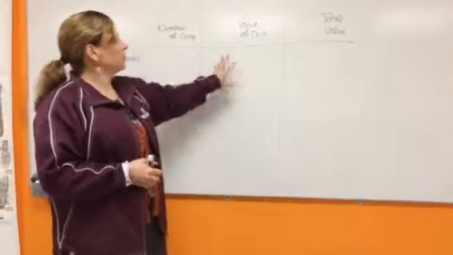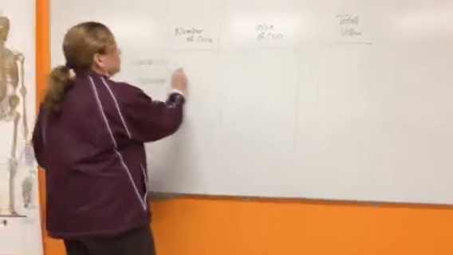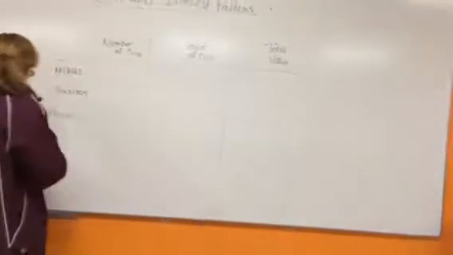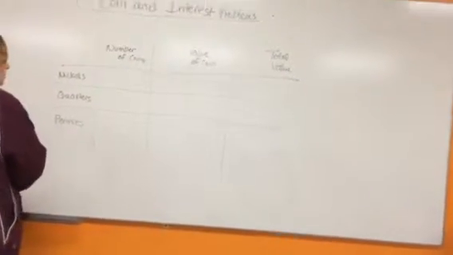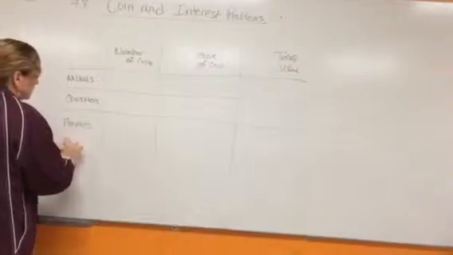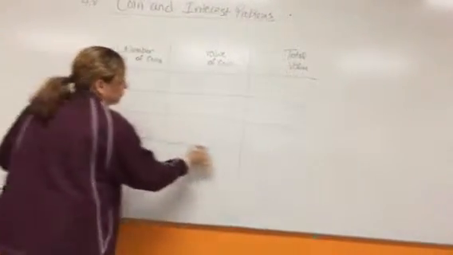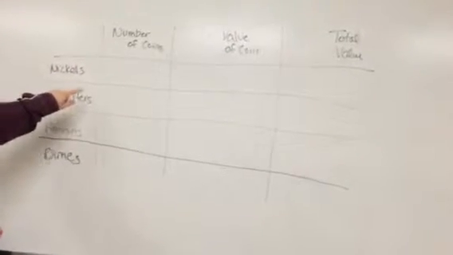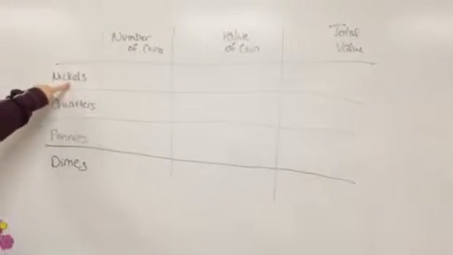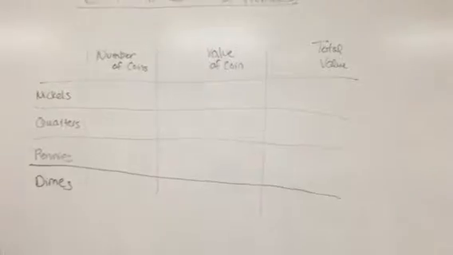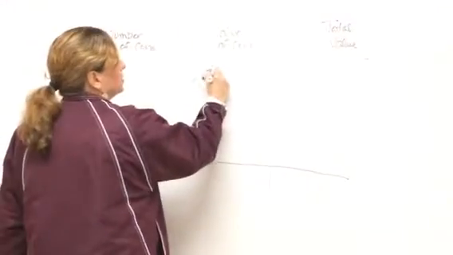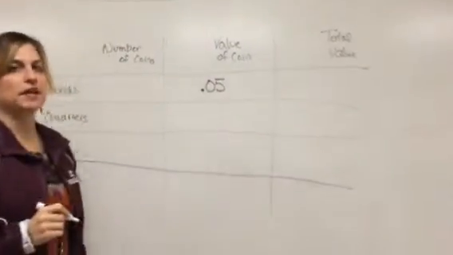We can already fill out the value of the coin because we know what a quarter's worth, what a dime's worth, and what a nickel's worth. I'm going to add dimes here. We don't have the problem yet, but I'm going to start filling this out for you. Nickels, how much is a nickel? A nickel is 5 cents. The value of the coin is 0.05.